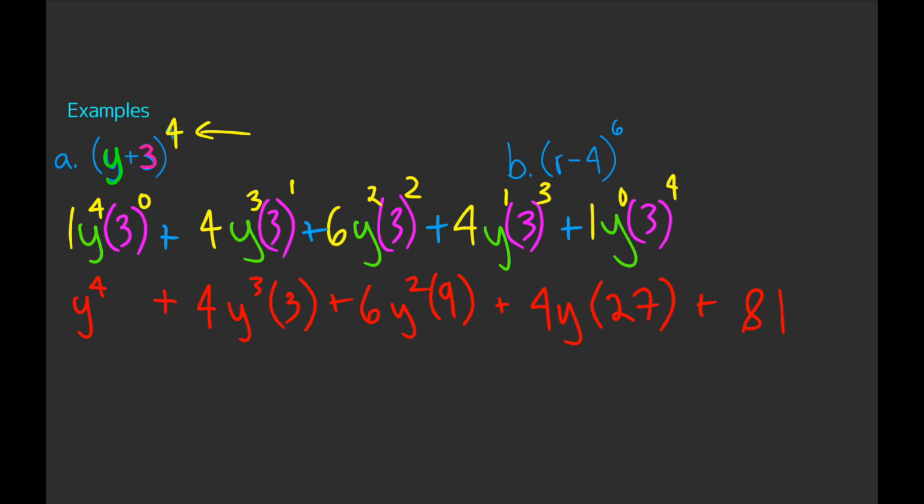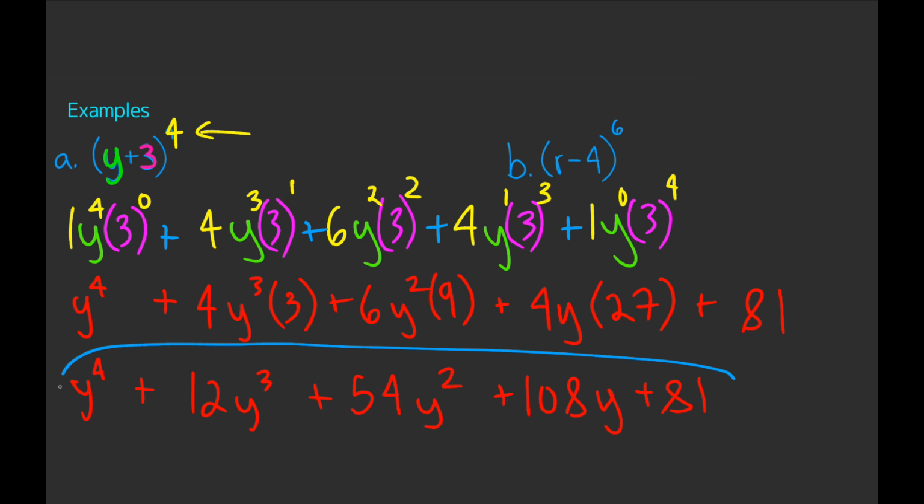And now we are just going to simplify some more. We have y to the 4th, that's going to stay the same, plus 3 times 4, which is 12, y to the 3rd power, plus 6 times 9, which is 54, y to the 2nd power, plus 4 times 27, which is 108, y, plus 81. And that is our final answer.